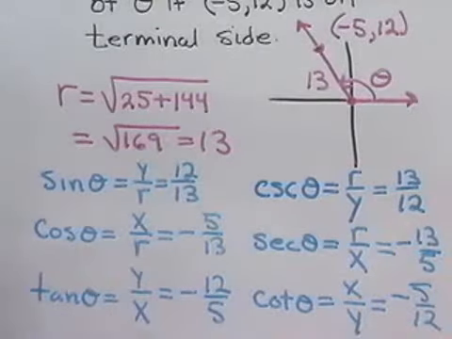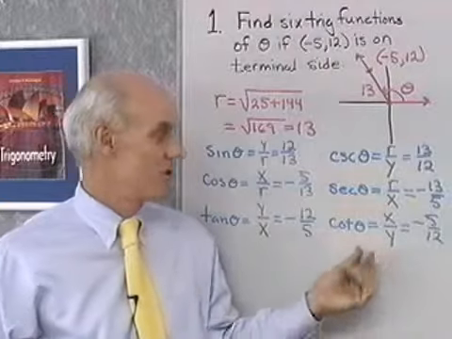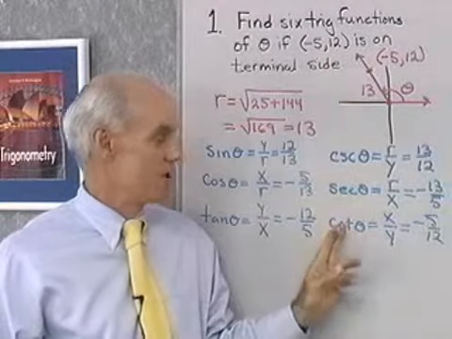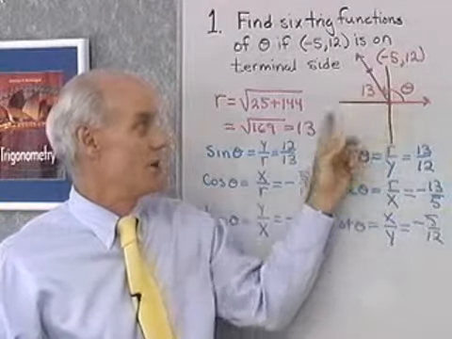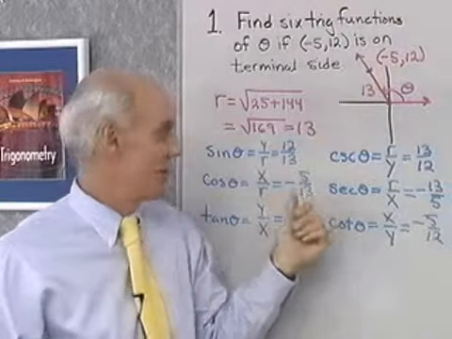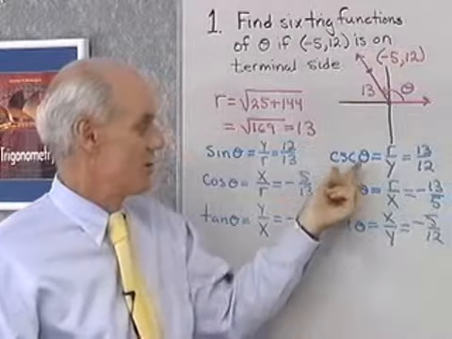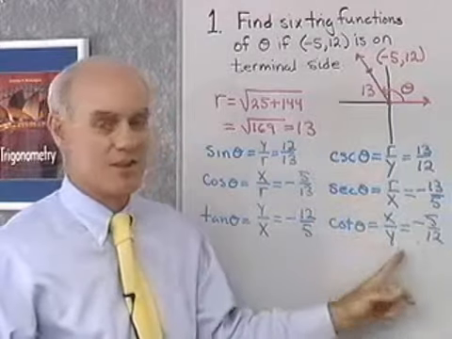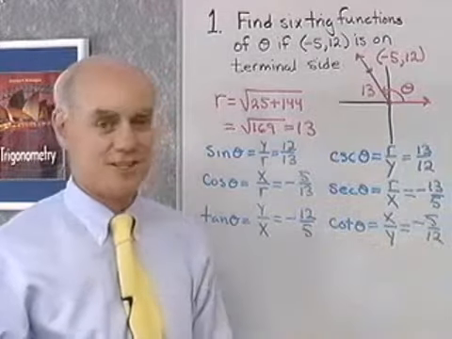So here's my 6 trigonometric functions using the definition that gives me each of them as the ratio of 2 of these 3 numbers, x, y, and r. Sine is y over r, cosine x over r, tangent y over x, and then cosecant, secant, and cotangent defined this way gives us this result. Let's look at another problem.